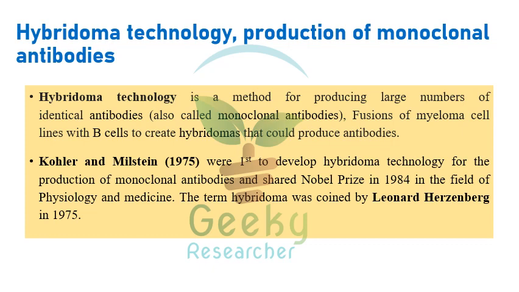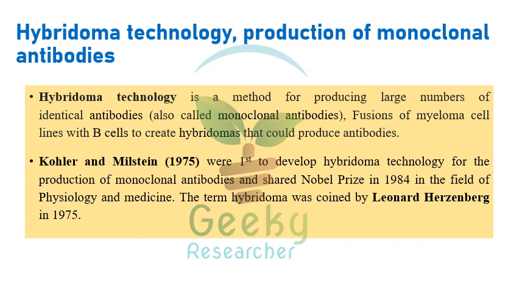Hybridoma technology and production of monoclonal antibodies: I will tell you the direct questions we can expect. The technology for production of monoclonal antibodies is called hybridoma technology. The hybridoma technology was first developed by Kohler and Milstein in 1975. For that they got the Nobel Prize in 1984 in physiology and medicine. But the term hybridoma was coined by Leonard Herzenberg.